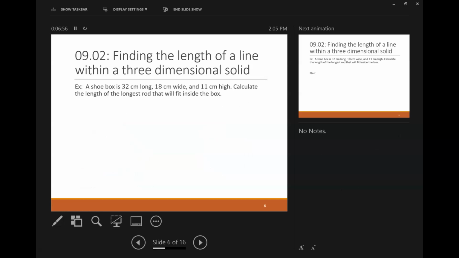So let's look at a couple of numeric examples now. This first example says a shoebox is 32 centimeters long, 18 centimeters wide, and 11 centimeters high. We want to calculate the longest rod that'll fit inside that box. So imagine for a moment a shoebox, and how would you fit the longest thing possible inside of that shoebox?